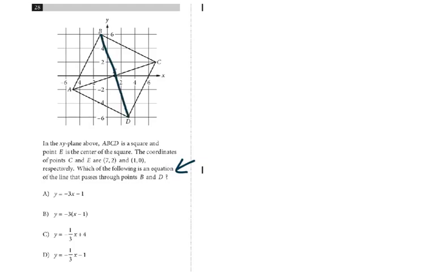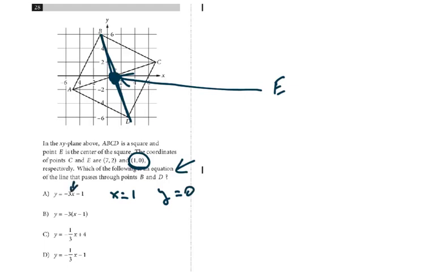Okay, you have answer choices. You know that it crosses through E, right? If this line is the diagonal of the square, it must cross through the square. So if that's true, then it must cross through point 1, 0. So all you really have to do is plug in x equals 1 and see which one gives you y is 0.